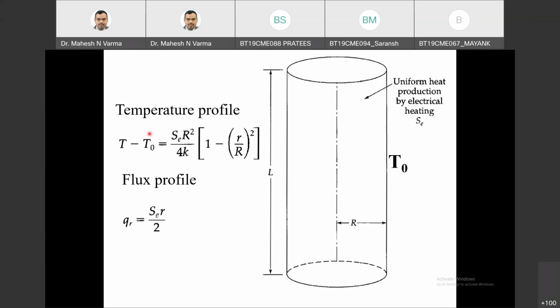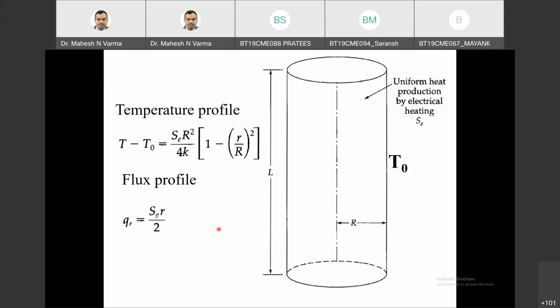So this is the temperature profile you will get. The maximum temperature will be at the center. This maximum temperature gives me an idea about what kind of insulating material will be useful for insulating this wire, such that it will withstand the possible maximum temperature.